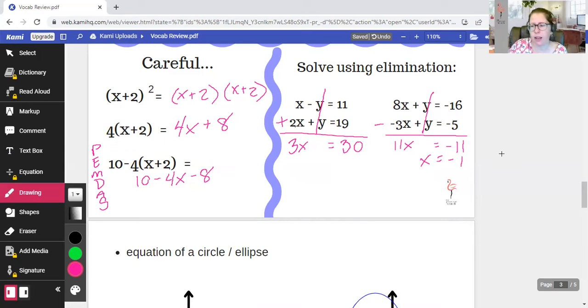And if the numbers don't work where you can't just immediately add or subtract and cancel something out, you can choose to multiply one of the equations by something to make it work.